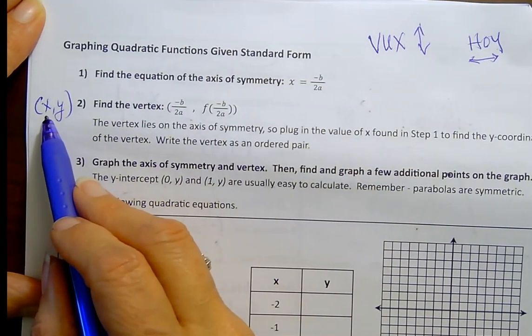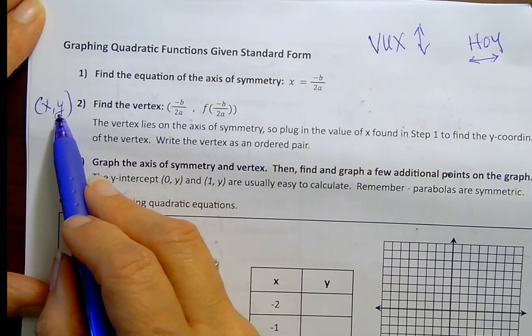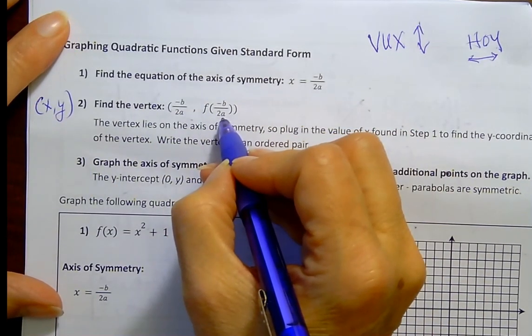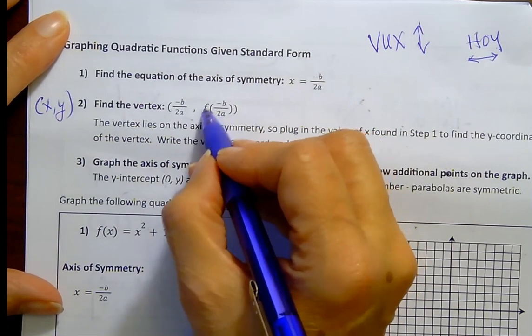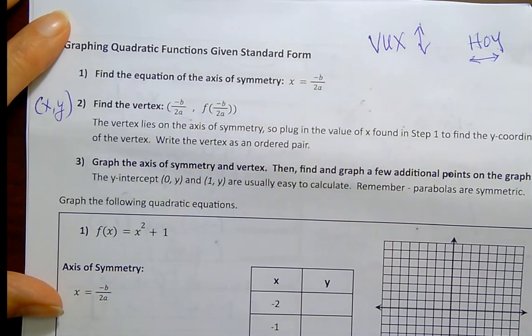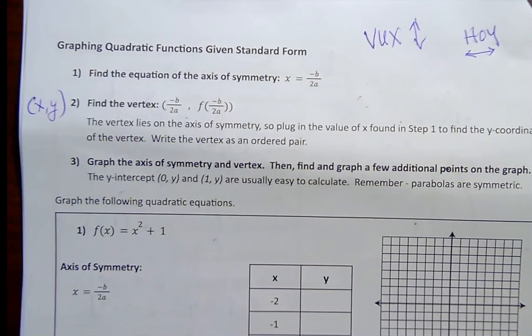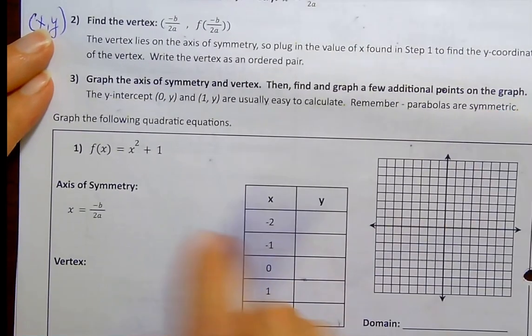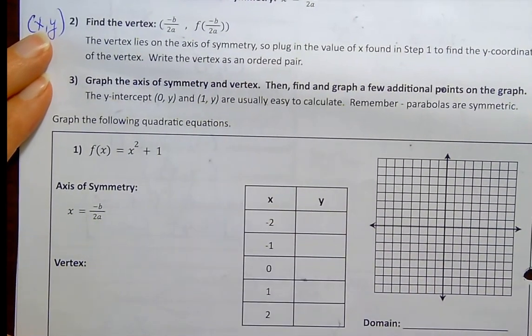And then we can plug in what we know as the x value and find the y value. Okay? f of negative b over 2a is just a fancy way of saying: what is the value of the function if you know what your x is on the line of symmetry. So it looks complicated, but if you think about it, it's really not. Okay. Graph the axis of symmetry and the vertex.